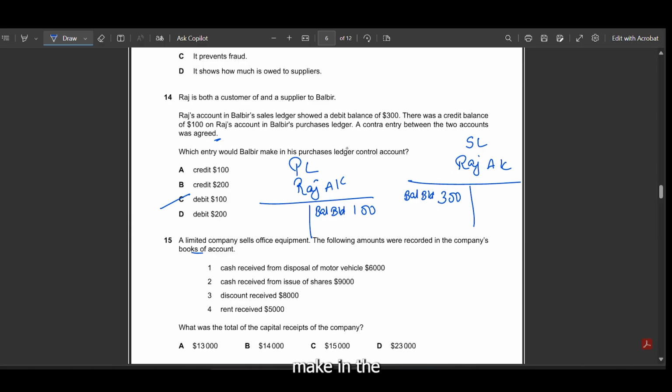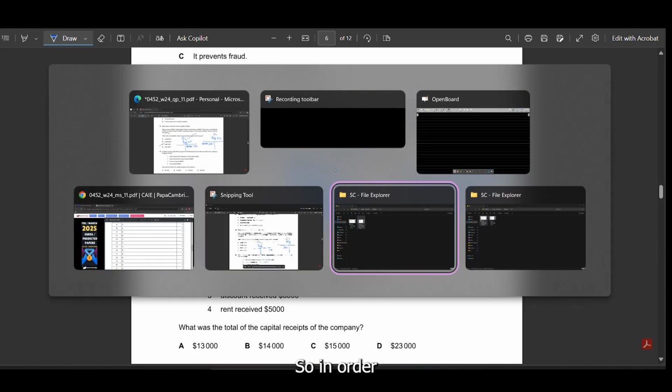Which entry would Balbir make in the purchase ledger account? So basically they are asking about this account. Always one thing you all understand over here, a contra entry is nothing but a set-off between both the entries, that is the sales ledger as well as the purchase ledger, taking into consideration the lowest amount. So basically I'll explain the journal entry. The sales ledger always has a debit balance but the purchase ledger has a credit balance. So in order to set off, we debit our purchase ledger over here.